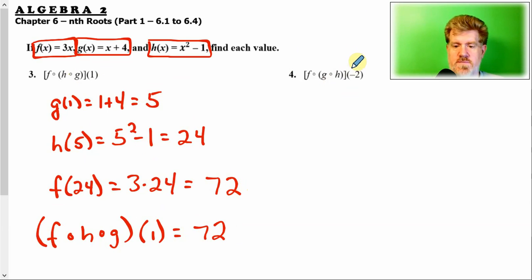Let's do this here. I'm going to take negative 2 into h. That answer will go into g. That answer will go into f.